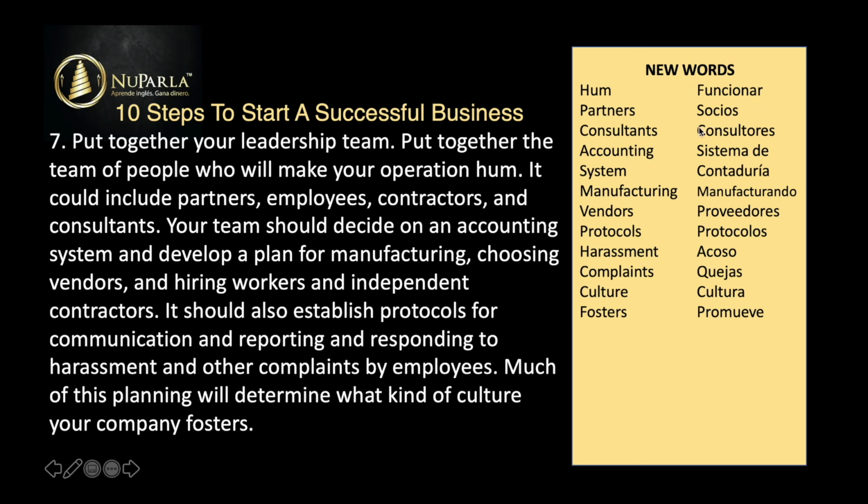Partners son los socios, consultants son los consultores. Accounting system es un sistema de contaduría. Manufacturing, manufacturando. Vendors son los proveedores. Protocols, los protocolos, ¿cuáles son las mejores prácticas? ¿Cuáles son los protocolos que hay que seguir para diferentes ocasiones, diferentes escenarios? Harassment, cuidado con el acoso. Complaints, con las quejas, tanto de los empleados como de los clientes. We have to provide a positive company culture, tener una cultura empresarial muy positiva, something that fosters, algo que promueve bienestar, promueve calidad, promueve productividad, muy importante.